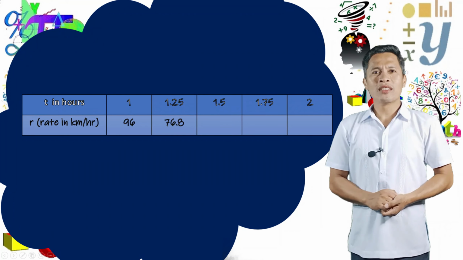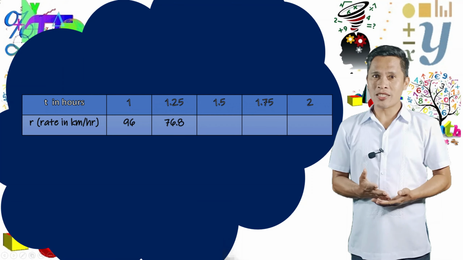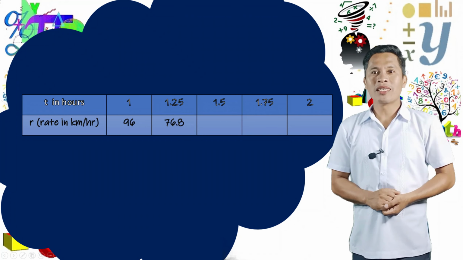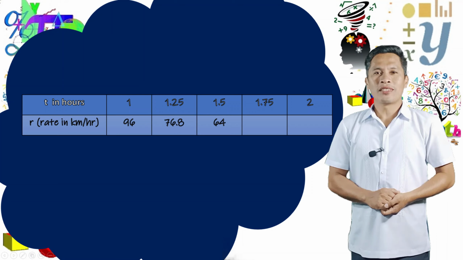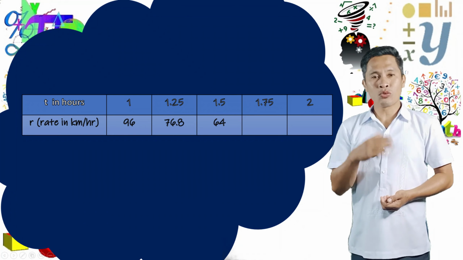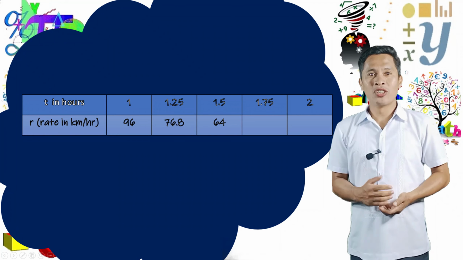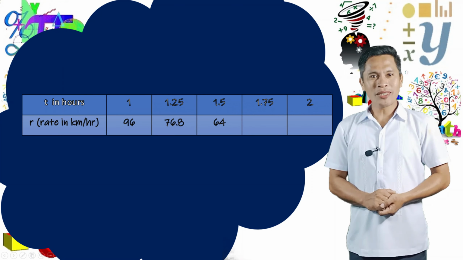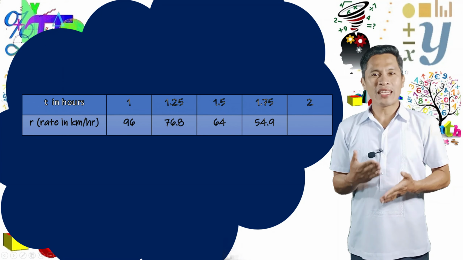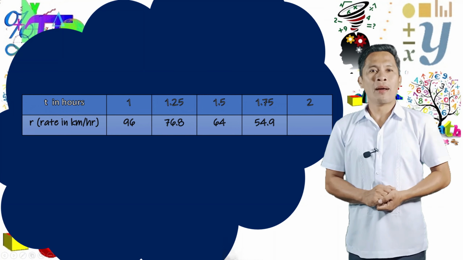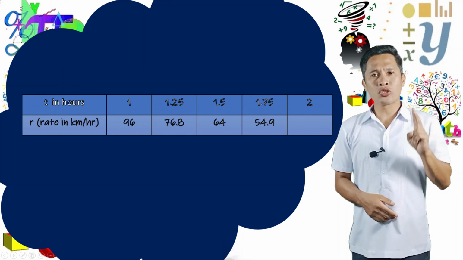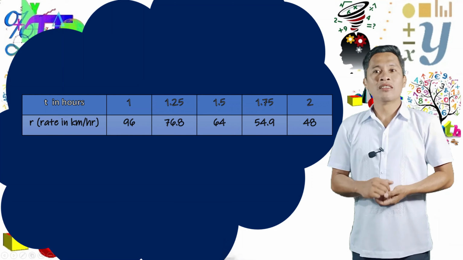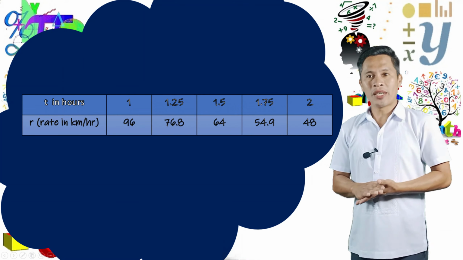If your time of travel is 1 hour and 30 minutes or 1.5 hours, your rate in kilometers per hour is 64. If your time of travel is 1 and 75/100 hours or 1 hour and 45 minutes, your rate is 54 and 9/10 kilometers per hour. If your time of travel is 2 hours, your rate is 48 kilometers per hour.